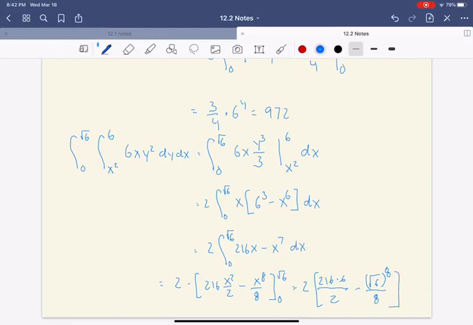Let me do that in my calculator. So 216 times 6 minus 2 times... amazingly, that came out to a whole number. And that does actually come out to 972.